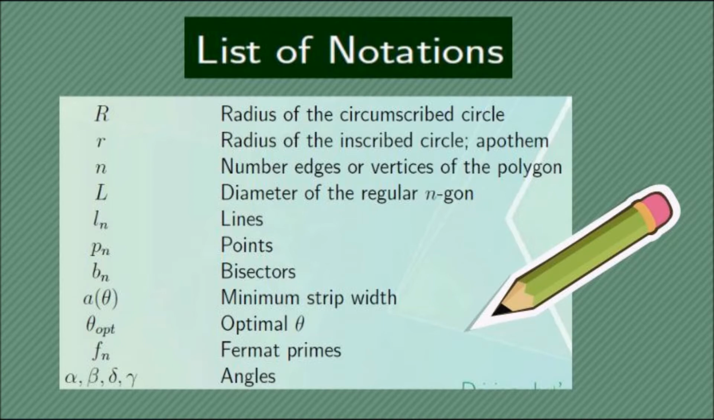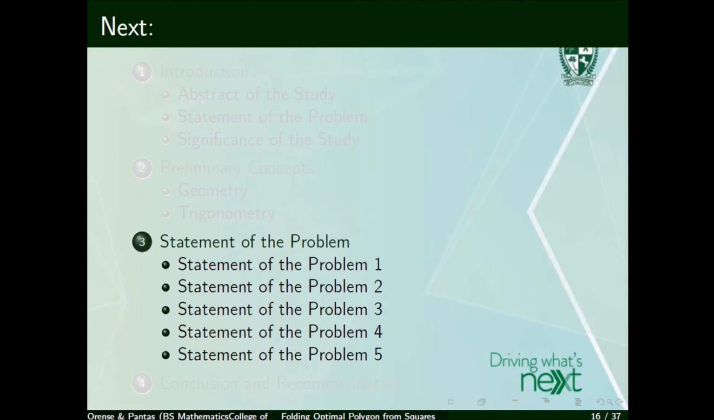For the list of notations: a capital letter R for the radius of circumscribed circle, a small letter r for the radius of inscribed circle or the apothem, small letter n for the number of edges or vertices of the polygon, capital letter L for the diameter of the regular n-gon, L sub n for the lines, P sub n for the points, B sub n for the bisectors, A of theta for the minimum strip width, theta optimal for the optimal theta, F sub n for Fermat primes, and lastly, alpha, beta, delta, and gamma for the angles. This is the part where we answer the questions mentioned earlier.